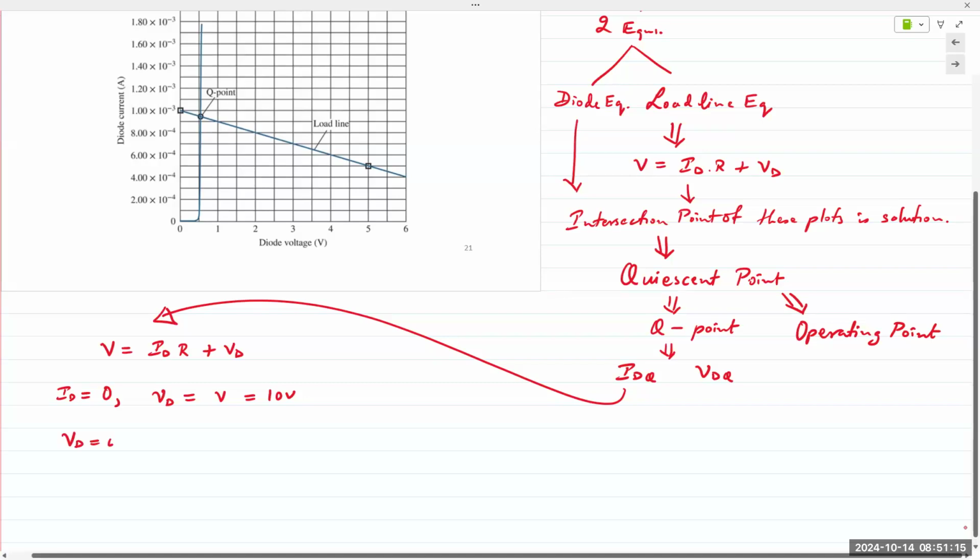So if VD is equal to 0, then ID would be equal to V over R, which is 10 over 10,000, which gives me 1 milliamp. Okay, 1 milliamp.